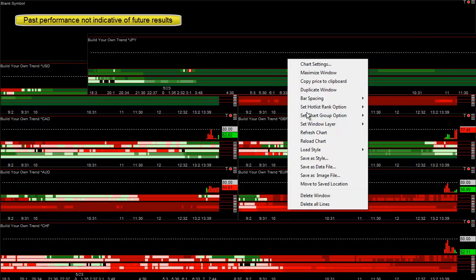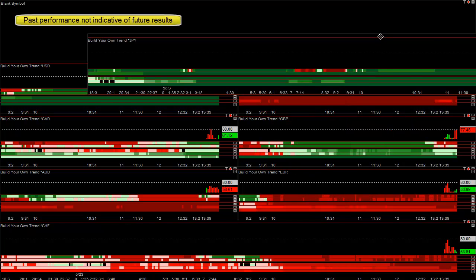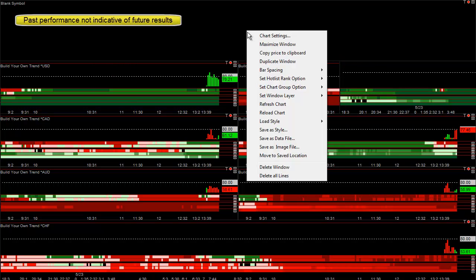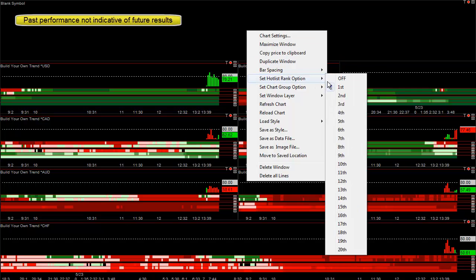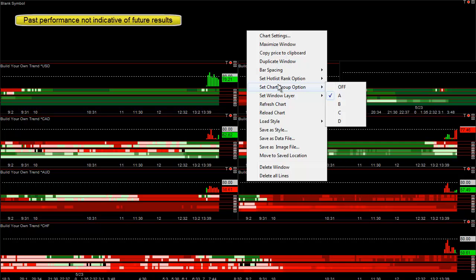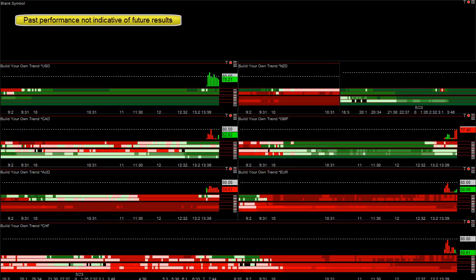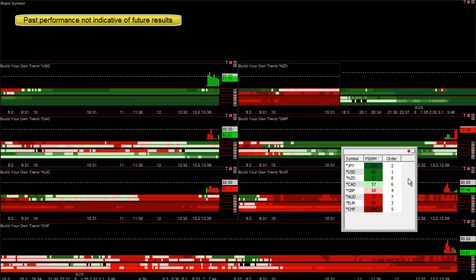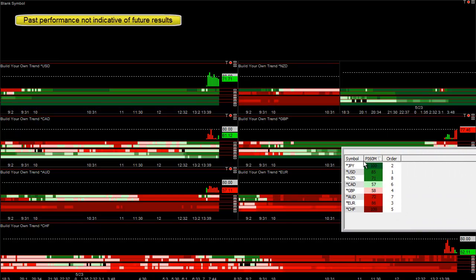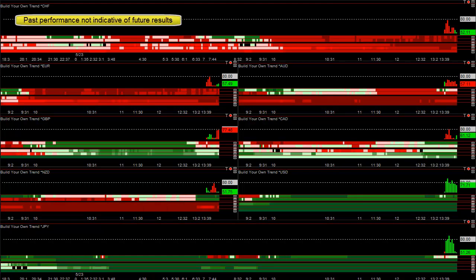So what we do is we right-click on the chart here, and you can see Set Chart Group Option to A. And what we're doing is setting up blank placeholder charts where it shows the first symbol, and then it is linked to another chart that has the same color, which is red in this case, and chart group A. And that way, when I sort these, it automatically snaps into place. See that?